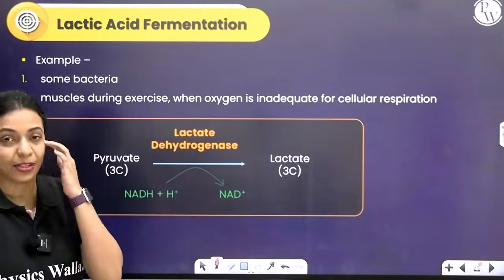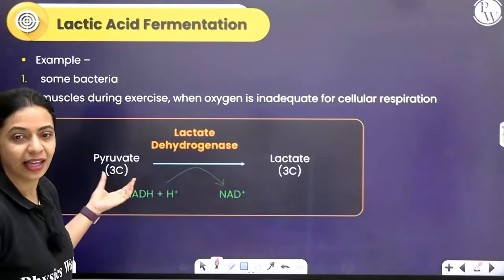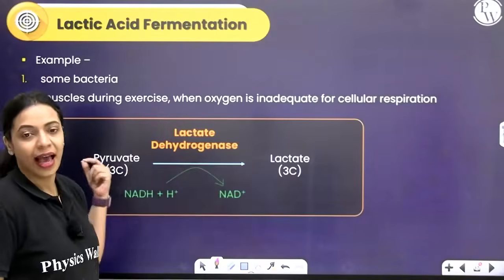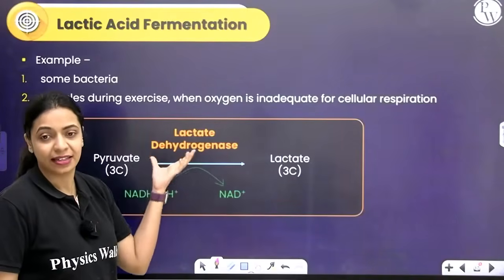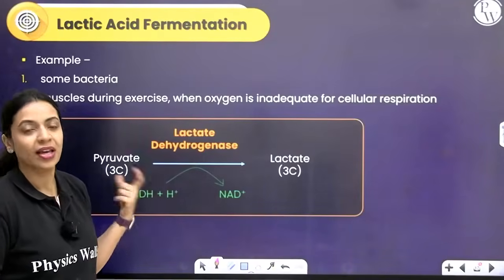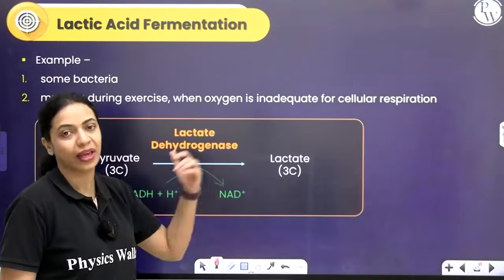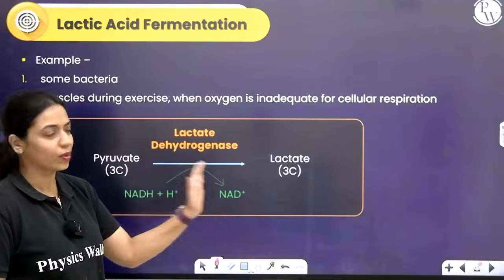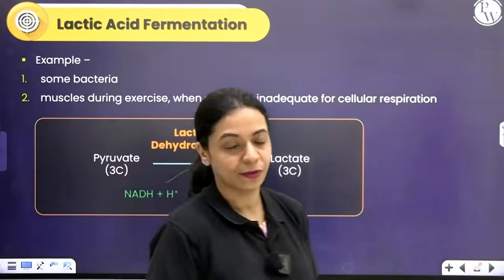So what basically happens here is, there is no decarboxylation. 3-carbon molecule pyruvic acid gets converted to 3-carbon lactic acid, and in this process the enzyme that is catalyzing is called lactate dehydrogenase. Even during lactic acid fermentation, you can see how the NADH that was synthesized during glycolysis will get reoxidized to NAD plus. So this is what happens during lactic acid fermentation.